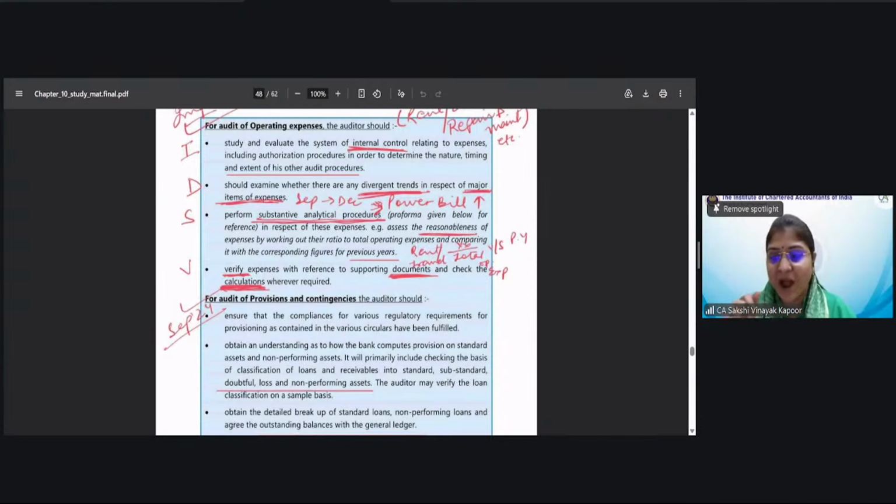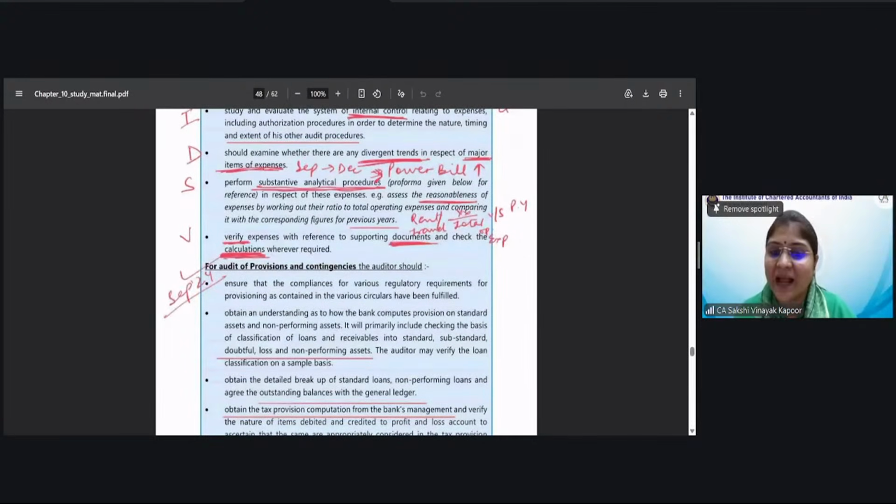So as an auditor, you have to check, why is this divergent trend? You ask for the explanation from the clients, okay, from the bank. Then you perform substantive analytical procedures. Then how will you do it in respect of these expenses like your rent? You will say you assess the reasonableness of expenses by working out the ratio to total expenses. For example, rent paid divided by total operating expenses versus what was this amount in case of previous year. You are taking substantive analytical procedures.